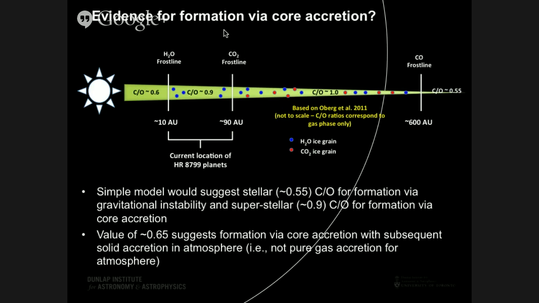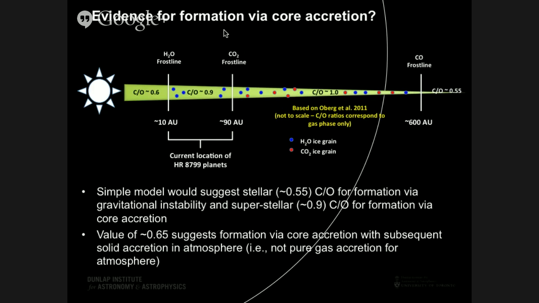This is way better. This is now just a cartoon of HR8799 and what its disk might have looked like shortly after it formed, and it highlights important locations in the disk. The H2O frost line is right around 10 AU, and then the CO2 frost line is right around 90. This region right here is the location where the HR8799 planets are seen now. They live in this region where water is now largely in the form of ice grains, and therefore a lot of oxygen is depleted from the gas phase. That gives you your elevated C to O ratio.